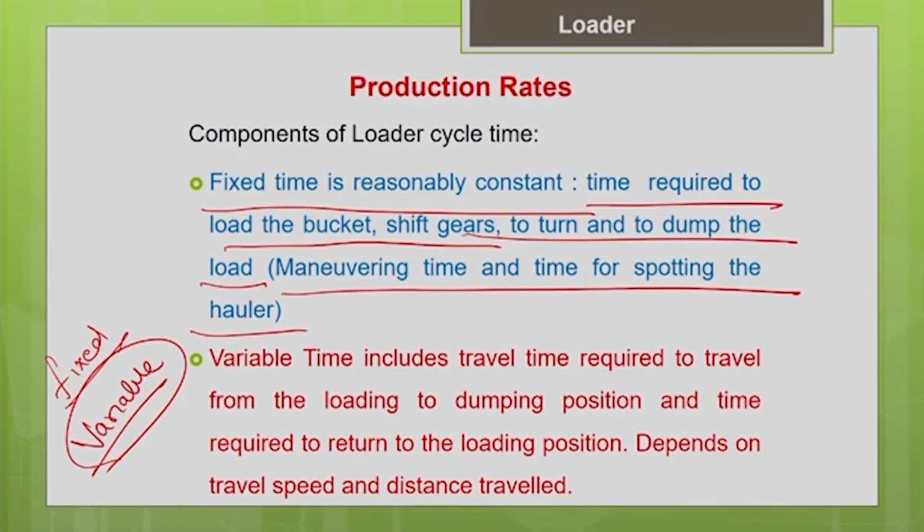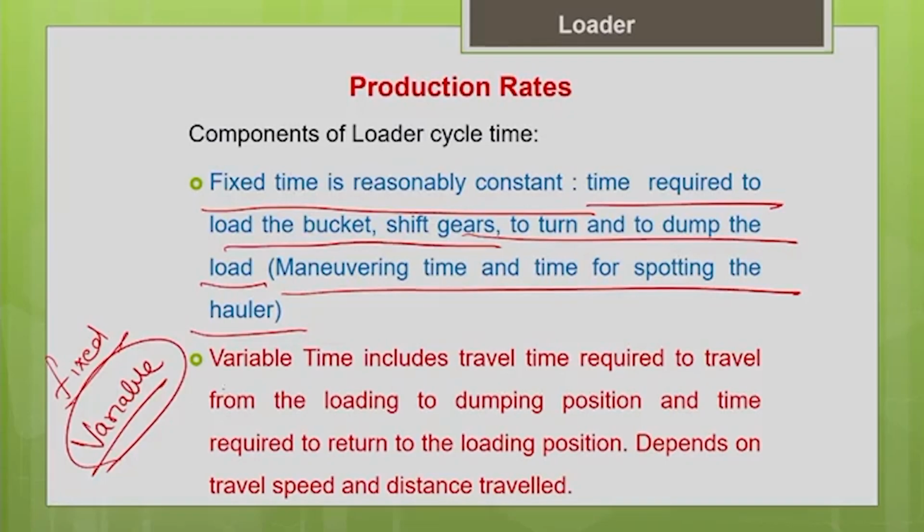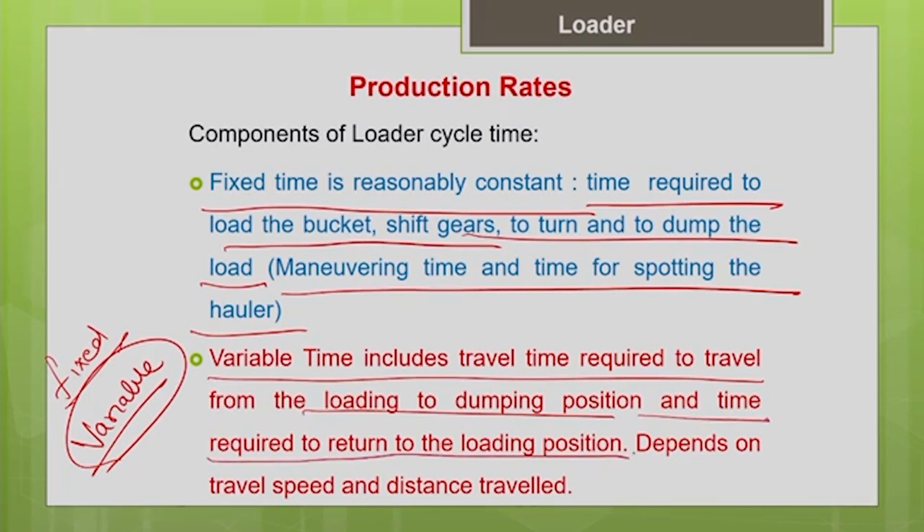What is the maximum possible speed? The first gear, second gear, third gear, all this information is provided by the manufacturer. So, based upon that also you can estimate your variable time. The variable time includes the travel time required to travel from loading to the dumping position and the time required to return to the loading position. So, obviously, it depends upon the travel speed and the distance travelled.